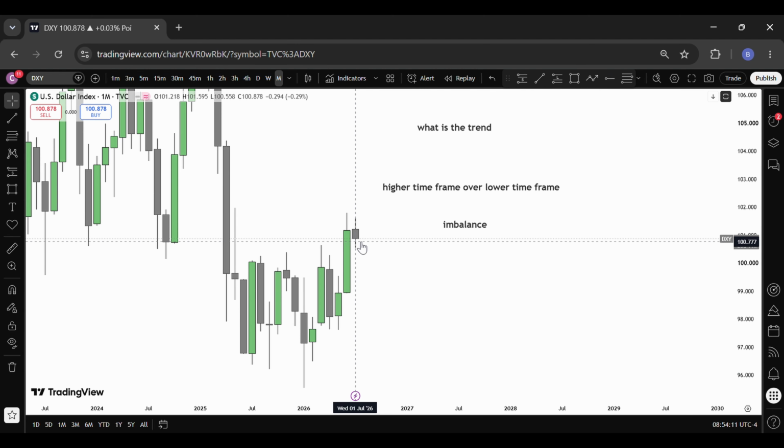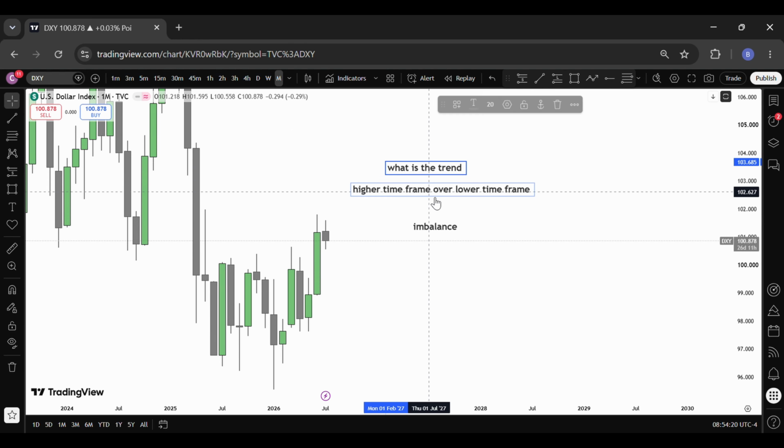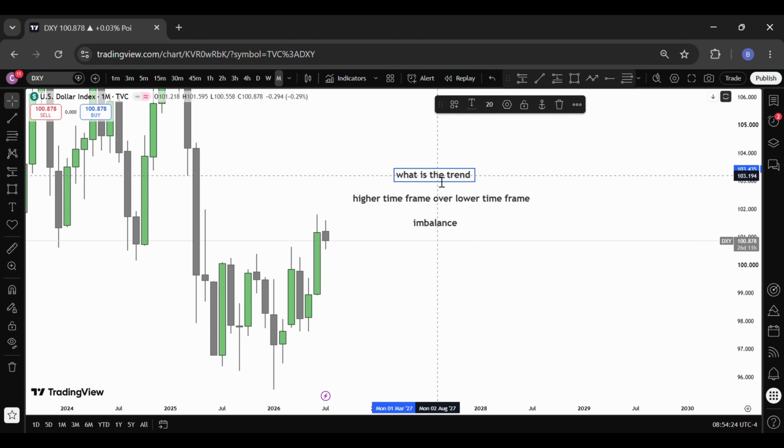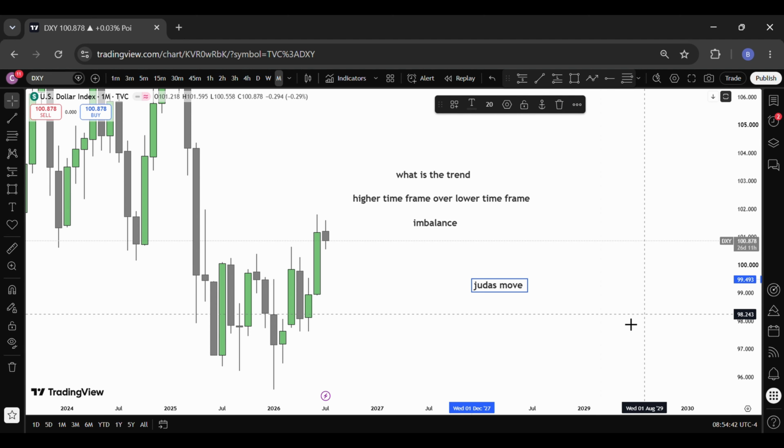Is there an imbalance we would want to see price at least retrace to? No, there is no imbalance. But what you can do is, whenever a new monthly candle, weekly candle, daily candle, or even a 4-hour candle is opening, you should always anticipate to see a Judas move. What do I mean by Judas move?